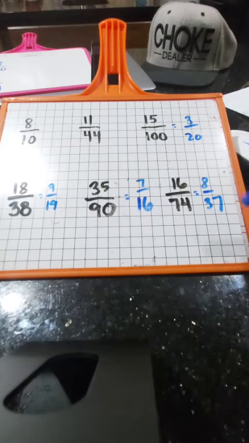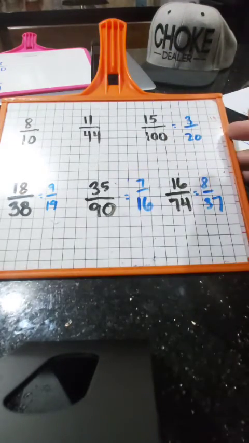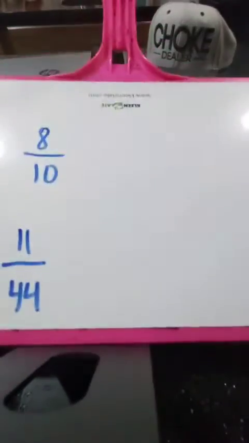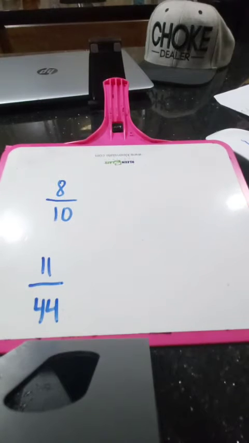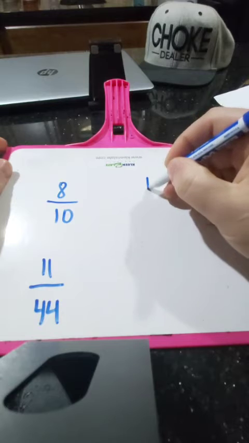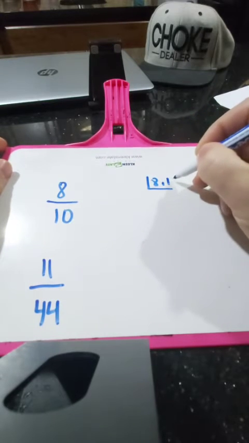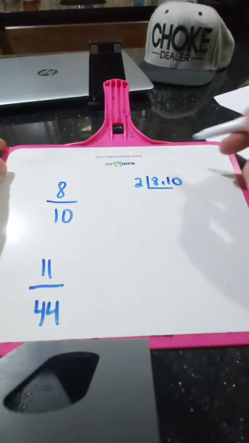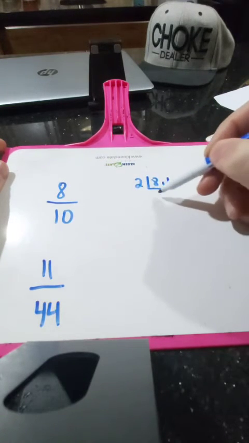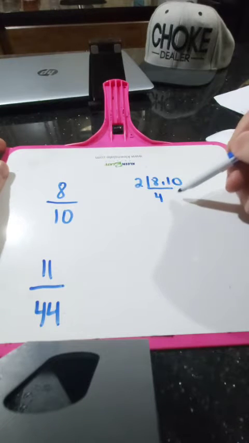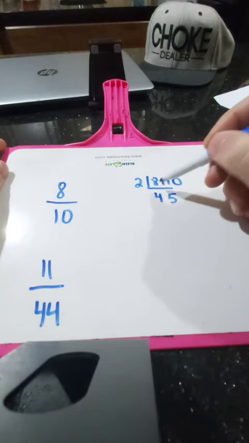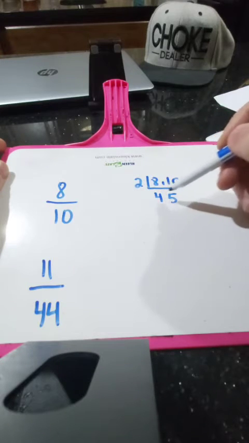Okay, so let's go over 8/10ths and 11/44ths. All right, so for 8/10ths, we're going to put it into our ladder here. Our smallest prime number that can go into both 8 and 10 is 2. Okay, and 2 goes into 8 4 times, and 2 goes into 10 5 times. So now we have 4 and 5 on the bottom here, and there is no other number besides 1 that can go into both 4 and 5.